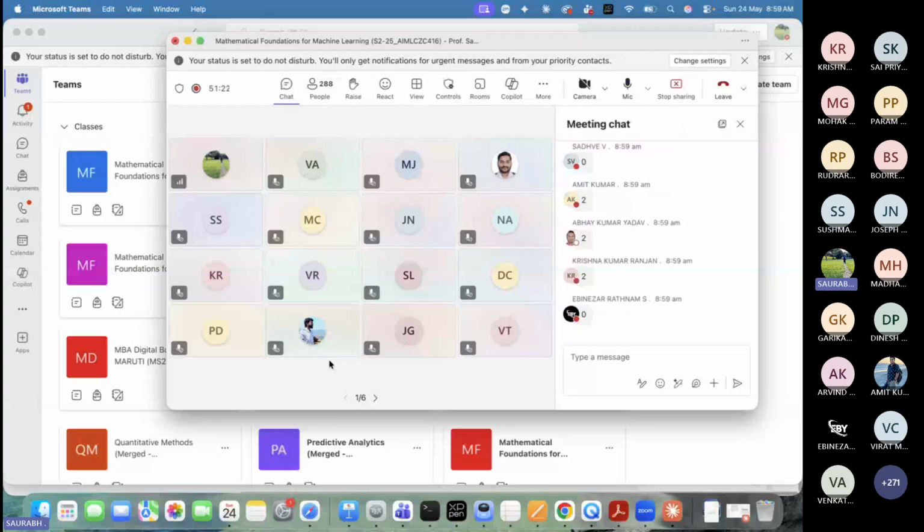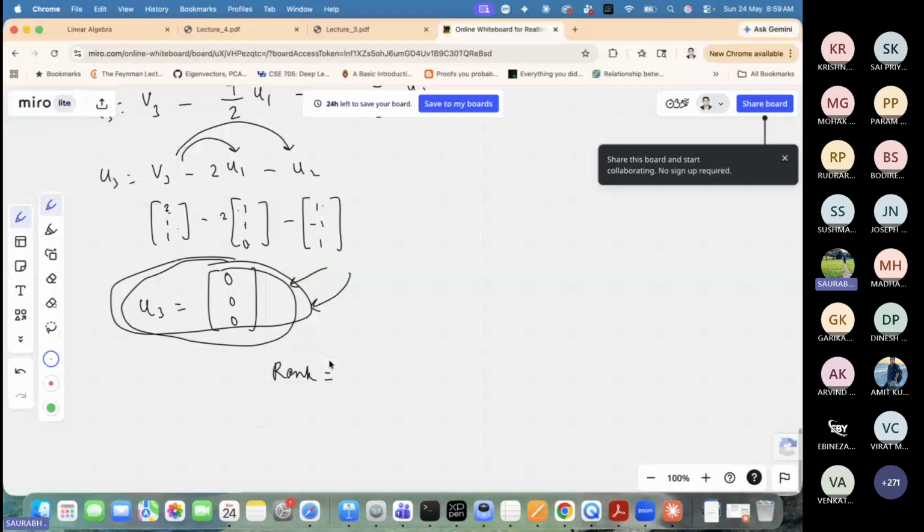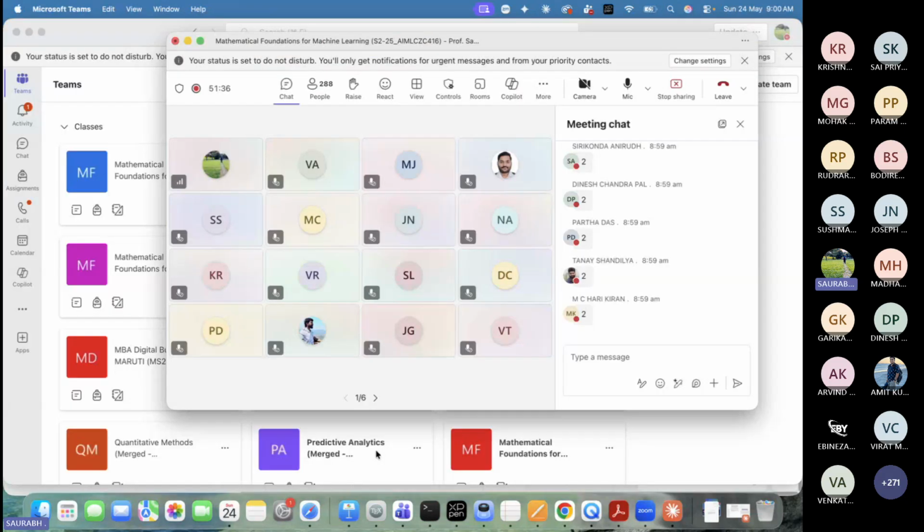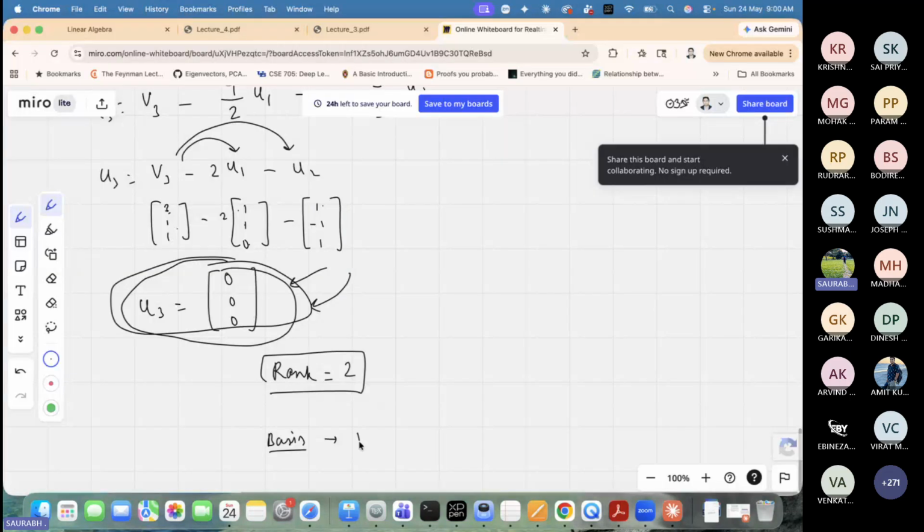The total number of unique information that you have, right? So you have got 2 unique vectors out of 3 vectors. Hence, rank is 2. What is the basis? What would be the basis? Basis would be constituted of which particular vectors? U3 is a 0 vector, that's right. V1 and V2, exactly. So V1 and V2 would constitute your basis. Or basically the transformed vectors U1 and U2 would constitute your basis.